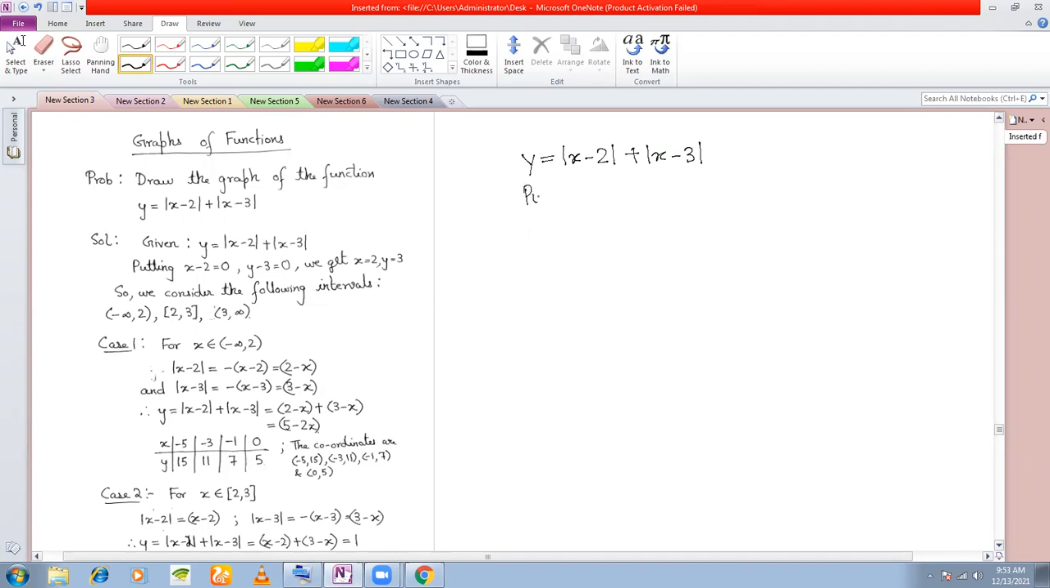So what you do is you put x − 2 = 0, and you will get x = 2. And whatever is within the mod, that is x − 3 = 0, you get x = 3.